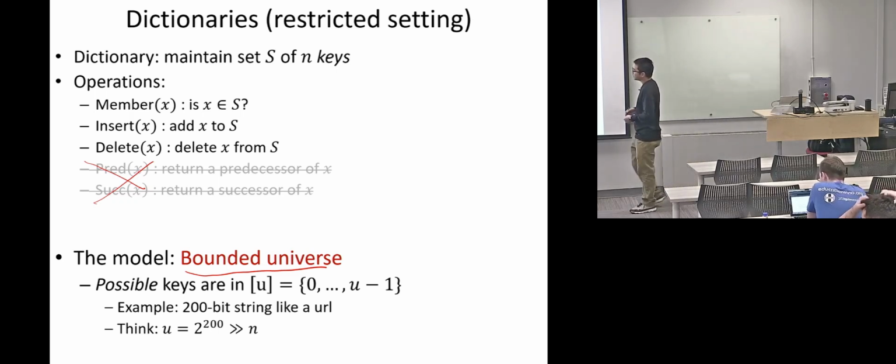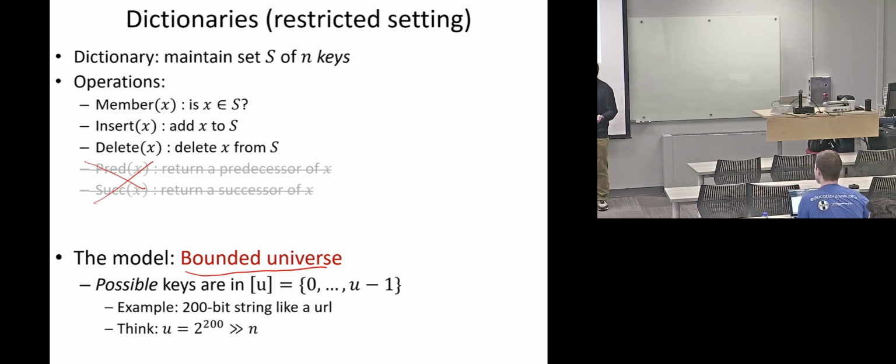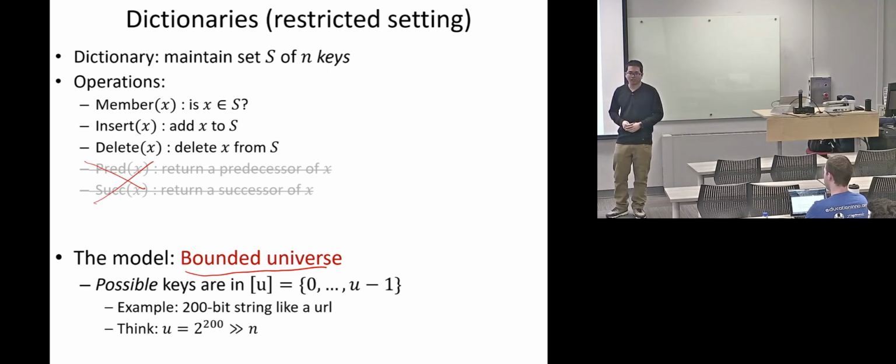That is, all the keys are fixed to be some number from 0 to some u, where u is the size of the universe. And u here you should think of maybe like a 200-bit string, like a URL or something. So u is actually huge. It's much bigger than n, where n is the number of things in your dictionary. U is huge, but it's still a number.